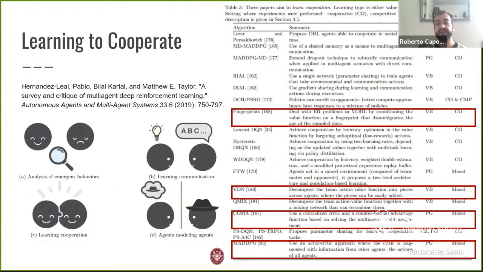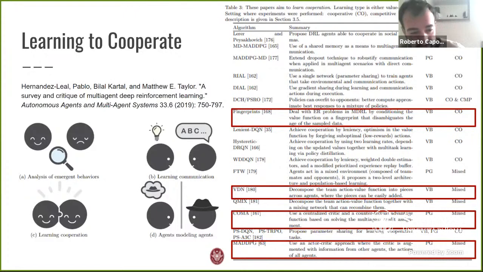Okay, so as I mentioned, I have found this survey, the survey and critique of multi-agent deep reinforcement learning, to be very interesting. And I decided to base my presentation on top of this paper. So they categorize the multi-agent deep reinforcement learning algorithms, the most recent ones, in 4 categories, which are different from the ones that we discussed, based on their application. So these 4 categories are analysis of emergent behaviors, learning communication, learning cooperation, and agents modeling agents.